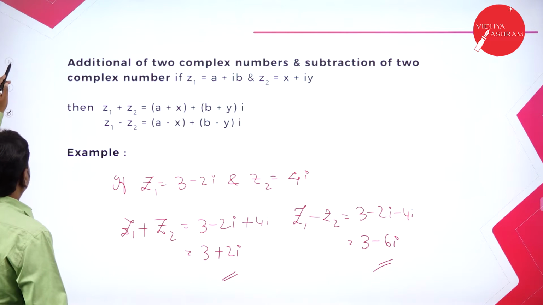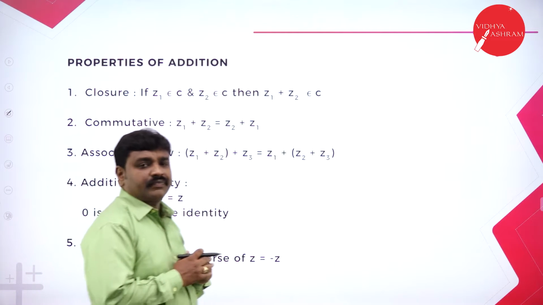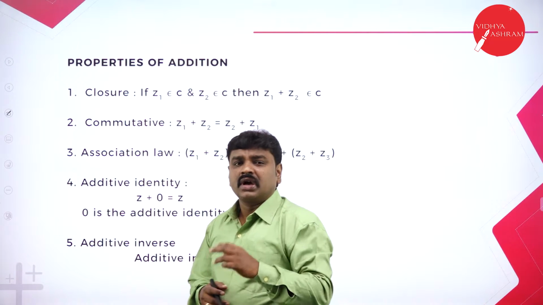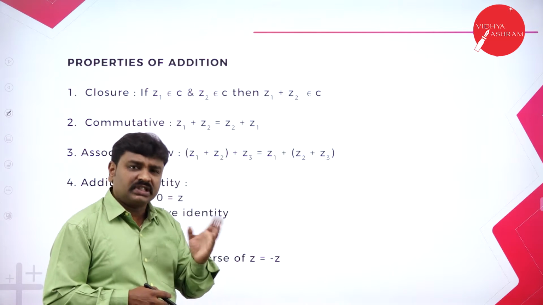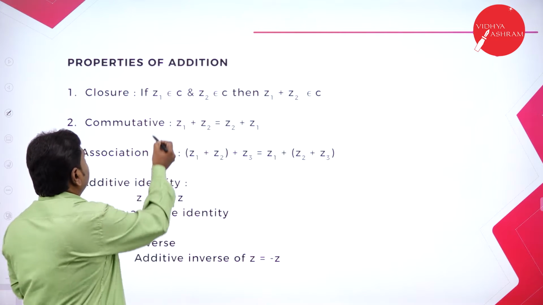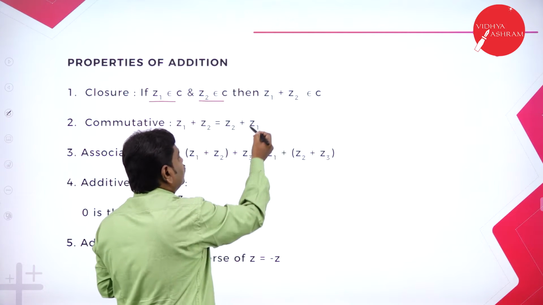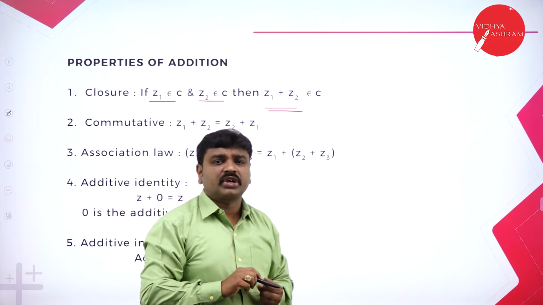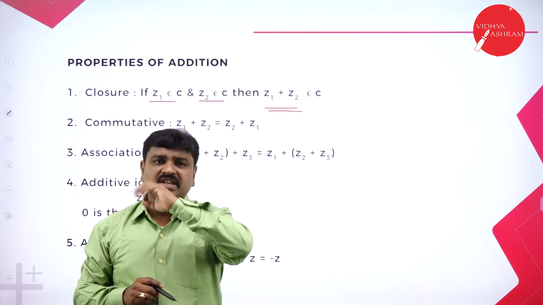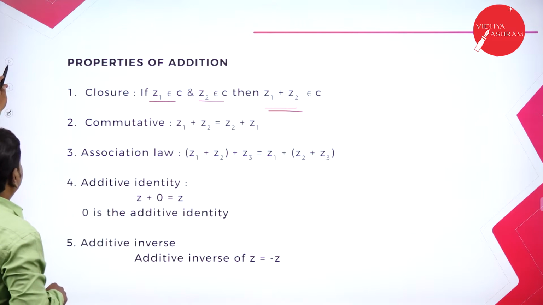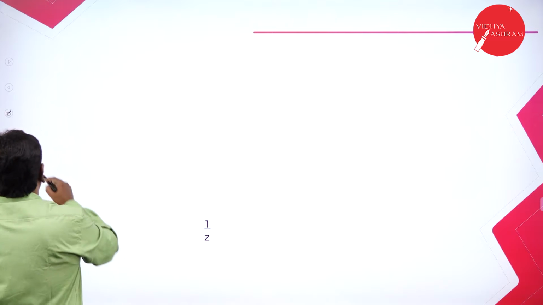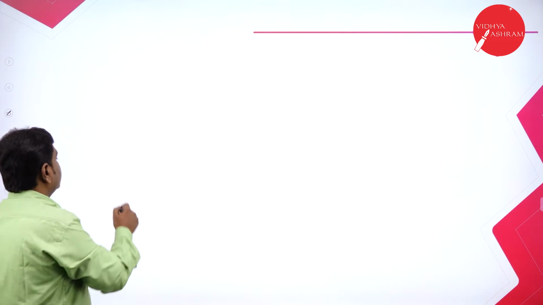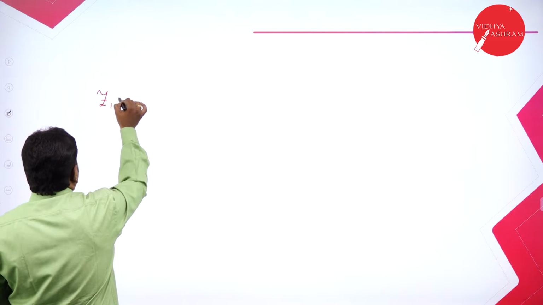Then we'll talk about properties. The first property is closure law. What is meant by closure law? Addition of two complex numbers is a complex number. So if I take z1 belongs to complex numbers and z2 belongs to complex numbers, after you add, you will get a complex number. That we say closure. Closure property says the sum of two complex numbers is a complex number. Means if I take z1, any complex number.